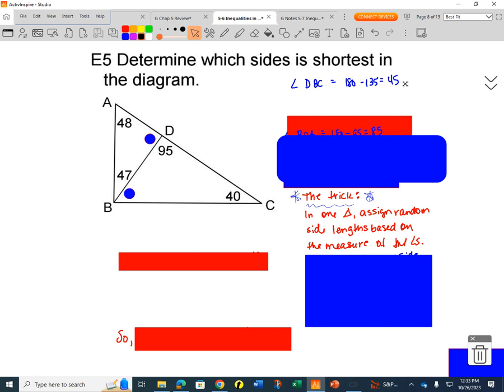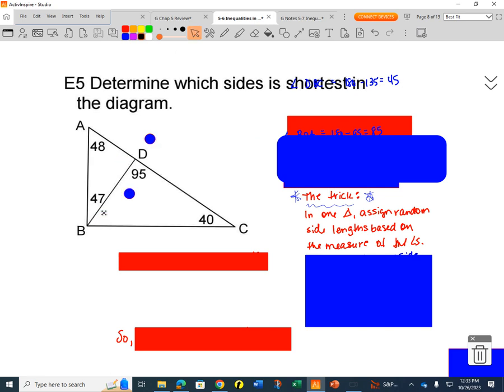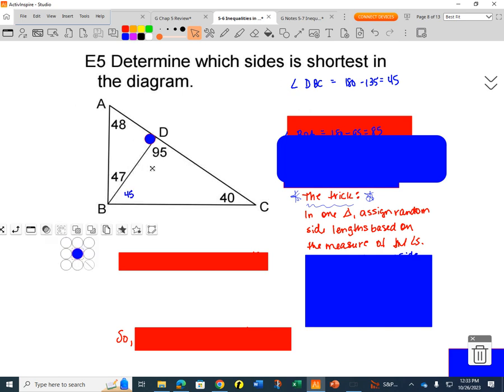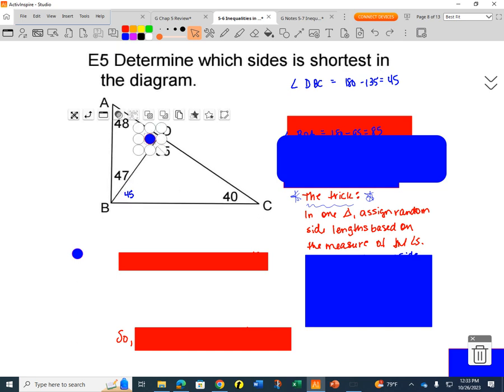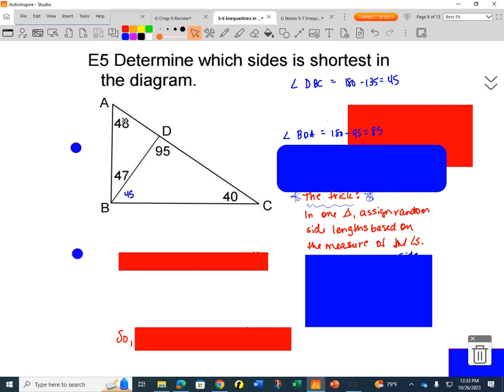Now we know that this side is 45. Here we're going to do the same thing. 48 plus 47 is 95. If we subtract that from 180, now we know that this angle is 85. So we start in one triangle. We are going to do both triangles this way, but this is how it starts.